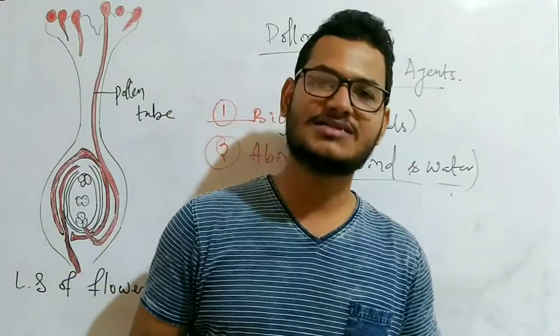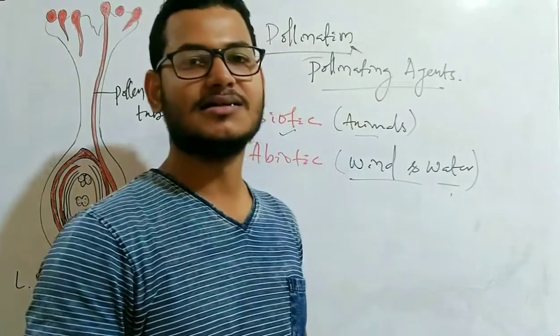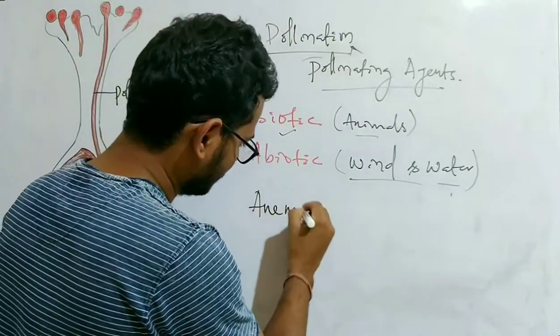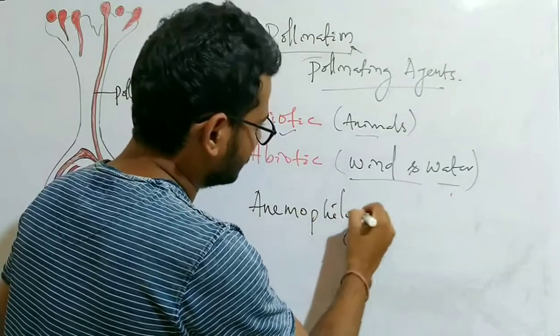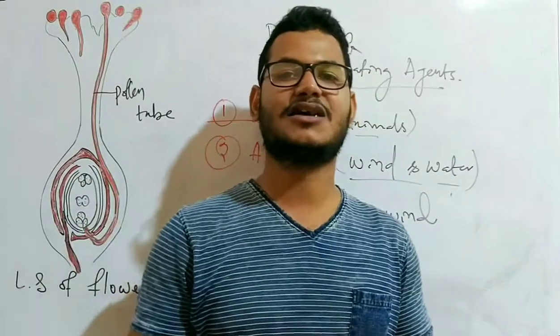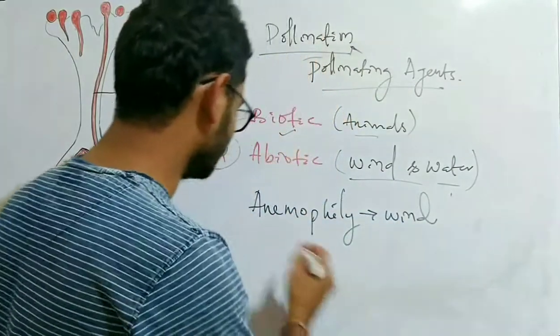When wind is responsible for causing pollination, it is called anemophily, and it is called hydrophily when the cause is water.